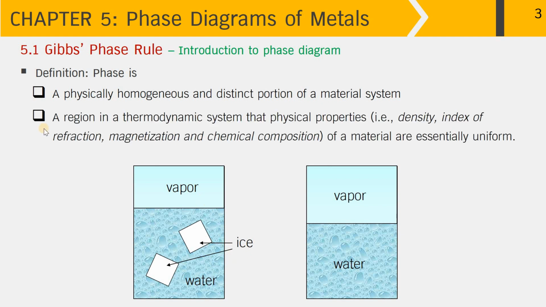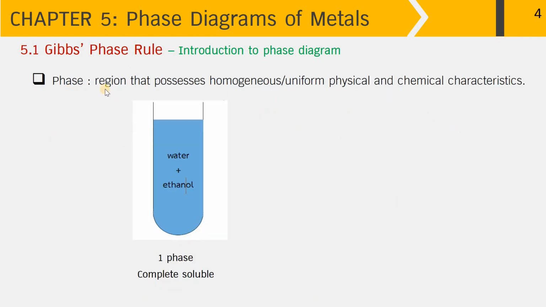So another definition of phase is a region in a thermodynamic system. That is, physical properties such as density, index of refraction, magnetization, and chemical composition of a material are essentially uniform. So this region might be vapor, water, and ice that show different physical properties. Also, the phase is the region that possesses homogeneous or uniform physical and chemical characteristics.